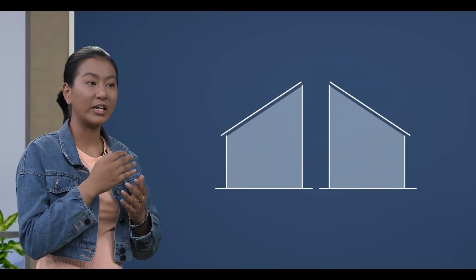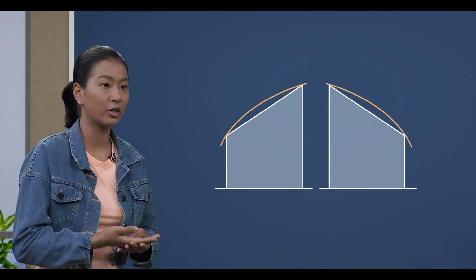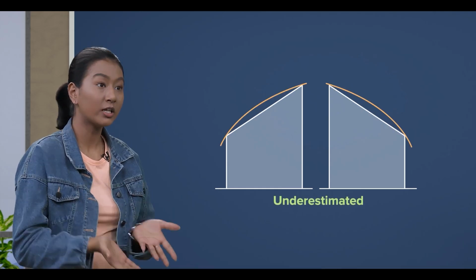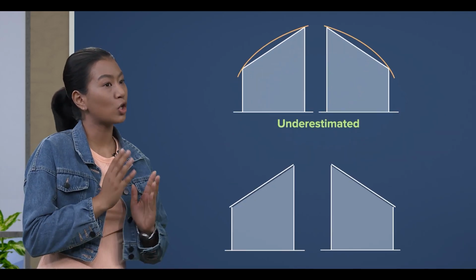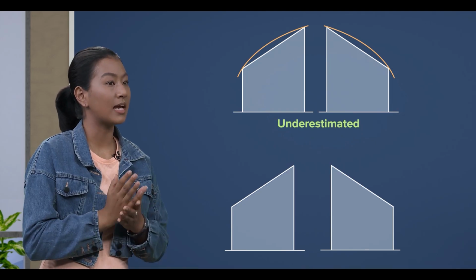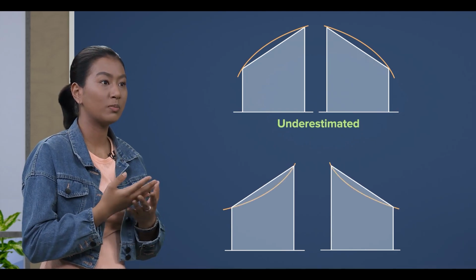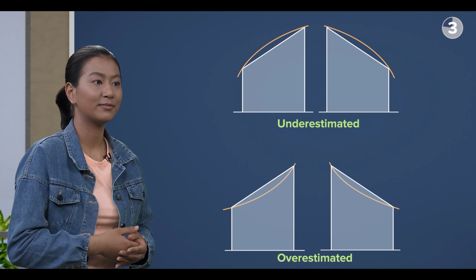I see. So, if the top side of each trapezium lies under the curve, then it is said to be underestimated. And if the top side of each trapezium lies above the curve, it is said to be overestimated. Very good. Let's go through one example now.